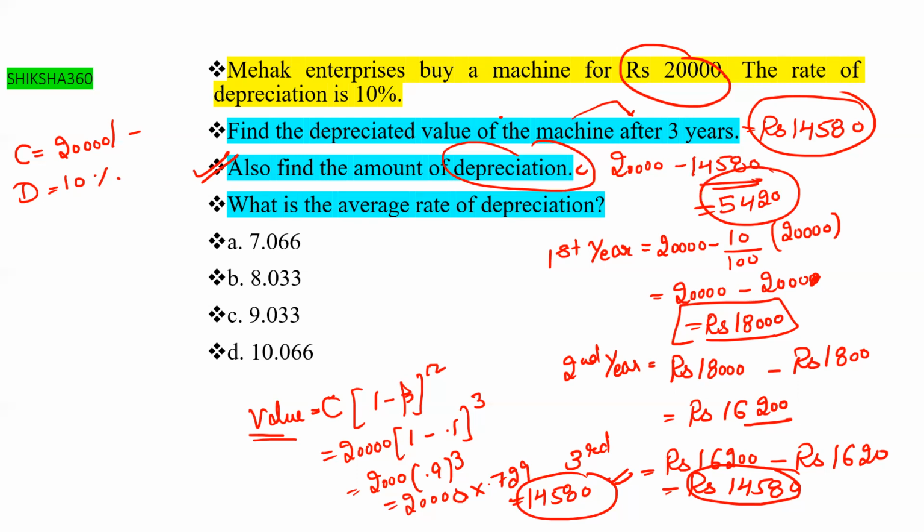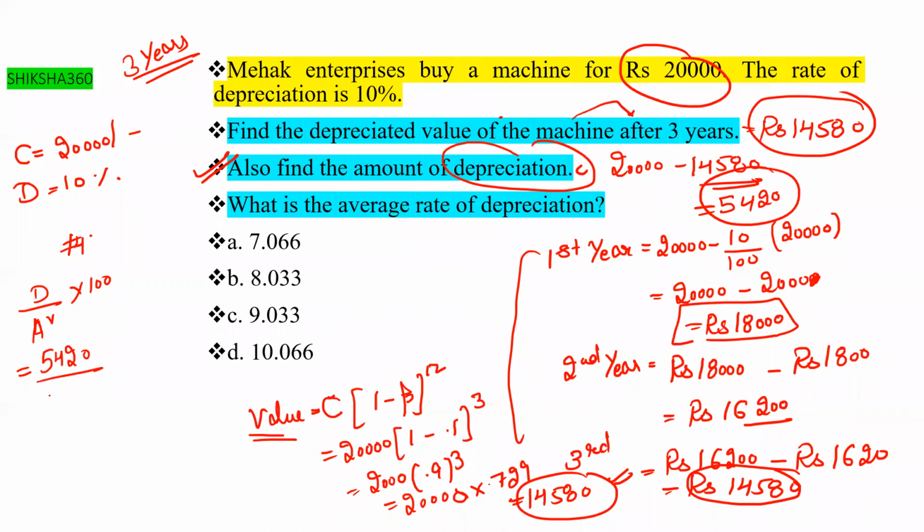Now we have to find what the average rate of depreciation is. We have already calculated depreciation for 3 years. So what is the average rate, clear? If we calculate the rate, it is depreciation upon actual value into 100. Depreciation here is 5420. Actual value is 20,000.